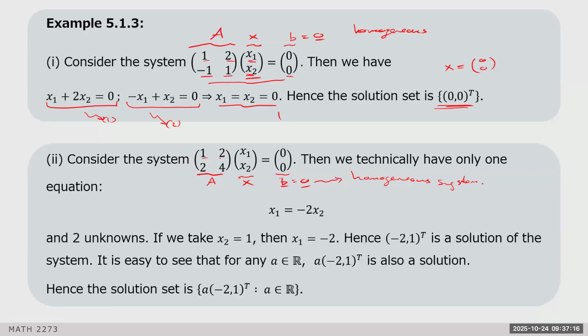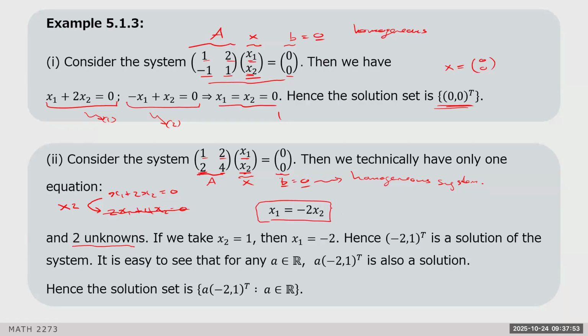So x1 plus 2x2 equals 0, and 2x1 plus 4x2 equals 0. I'm just doing matrix multiplication there. But notice if you take this equation and multiply it by 2, you get the second equation. So it's actually only one equation we technically have, right? So we can ignore this one. And when you solve it, we get x1 equals minus 2x2. So we really have two unknowns and one equation.